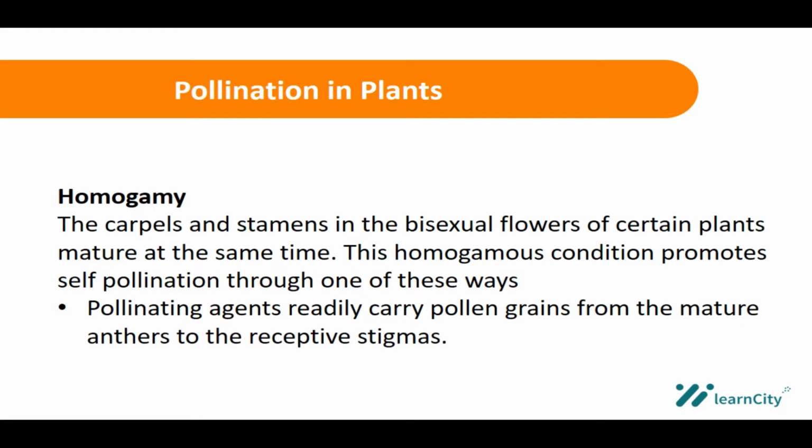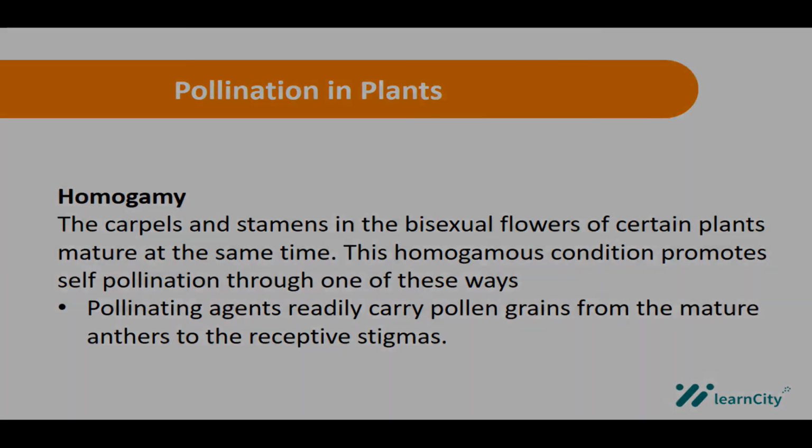When we say homogamy, what we mean is the condition where the carpels and stamens of a bisexual flower mature at the same time. So the carpels and the stamens of bisexual flowers of some plants mature at the same time. This homogamous condition promotes self-pollination.